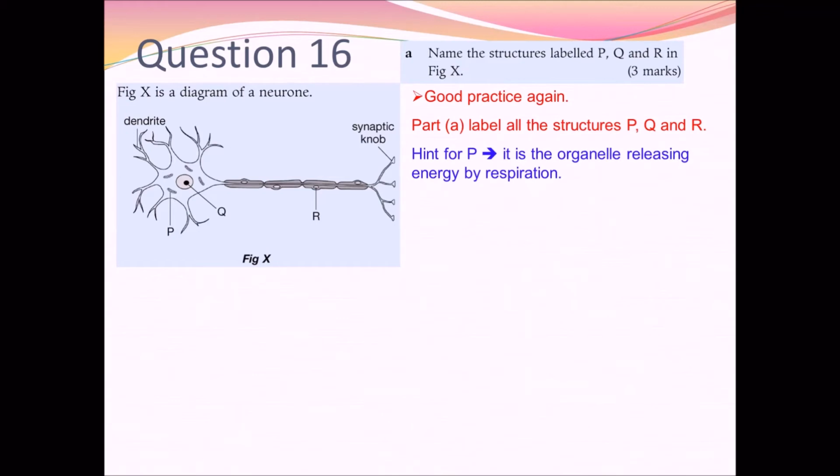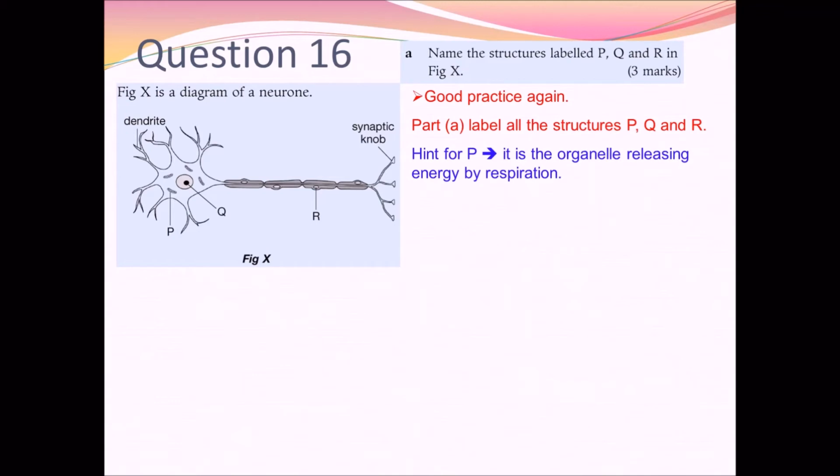And one more reminder for part A is to beware of the singular or plural form of the noun, because P is pointing to one structure, Q is pointing to one structure, and R is only pointing to one structure.